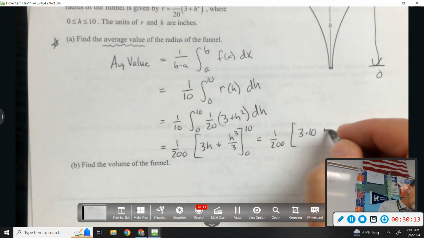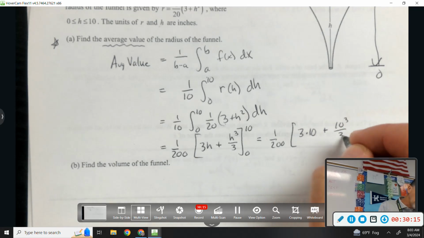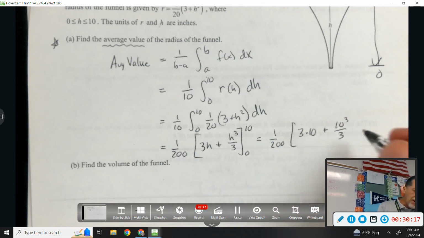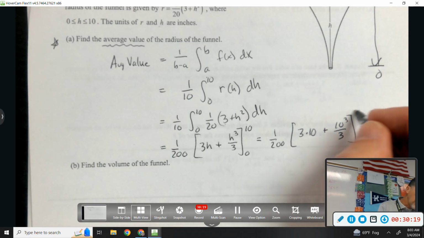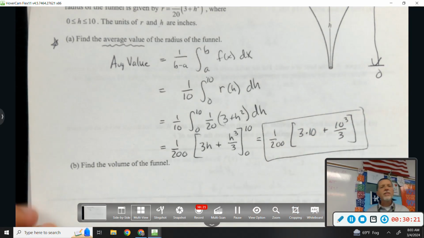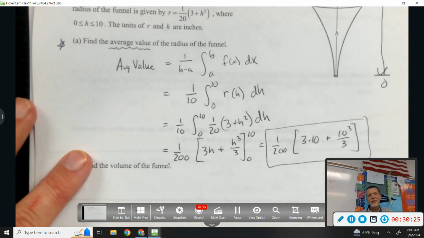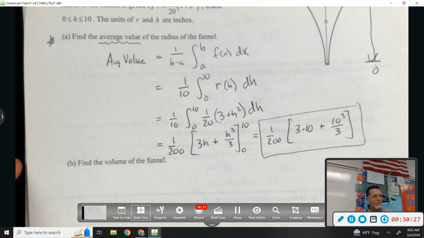3 times 10 plus 10 cubed over 3. If I plug in 0, I get 0, so I'm not even going to worry about it. So there's my answer. And I guess in some sense that's not a very helpful answer because I don't know what that is, but it's a safe stop.